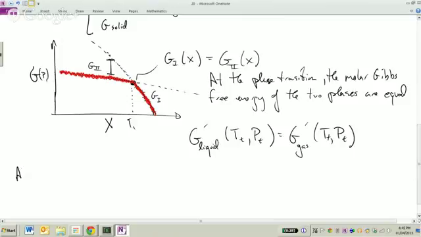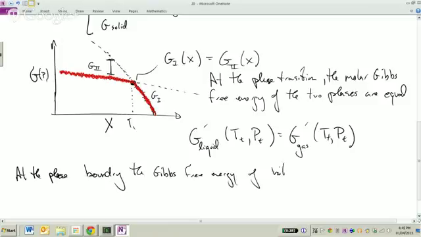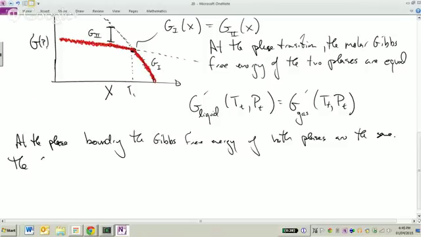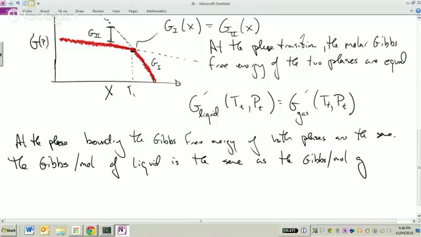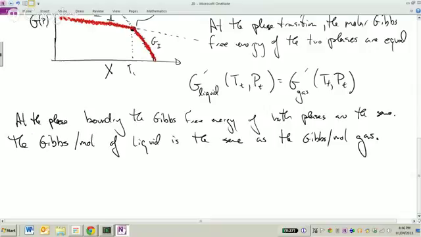Right. So, at the phase boundary, the Gibbs free energy of both phases are the same. The Gibbs per mole of liquid is the same as the Gibbs per mole of gas. So the question is, what is different? Well, the density.